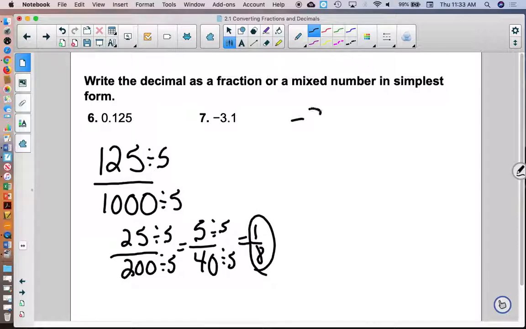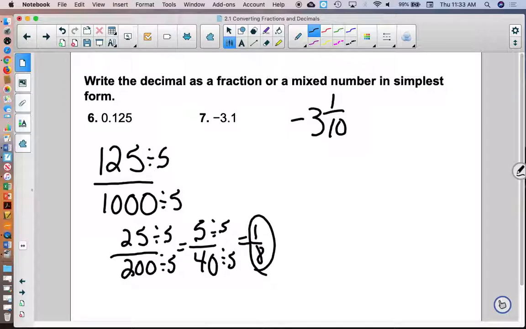-3 and 1/10. That's it. Yes, ma'am. I thought it would be 3 and 2 100s because, wouldn't it have to have the 0 before the 1? No, ma'am. That is -3 and 1/10. It's in the 10th place.